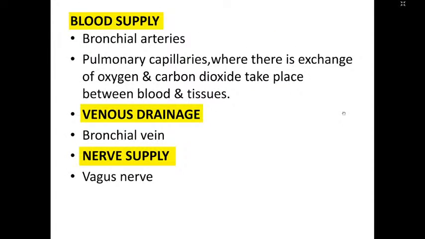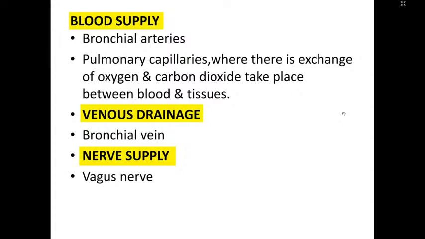The blood supply of the lung is through the bronchial arteries and the pulmonary artery, where there is exchange of oxygen and carbon dioxide between blood and the tissues. And the venous drainage is through the bronchial veins. So the energy the lung needs to work, to cause diffusion of carbon dioxide and oxygen in the alveoli, is supplied by the bronchial arteries and the bronchial veins. The diffusion process is occurring through the pulmonary artery and vein. So this has to be very clear.